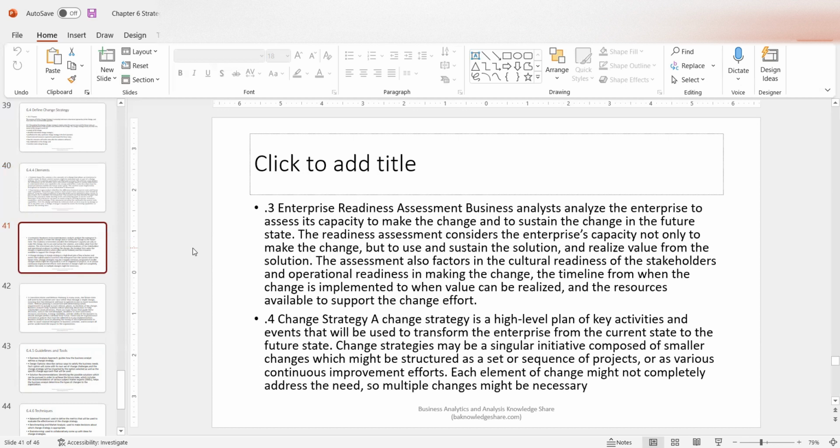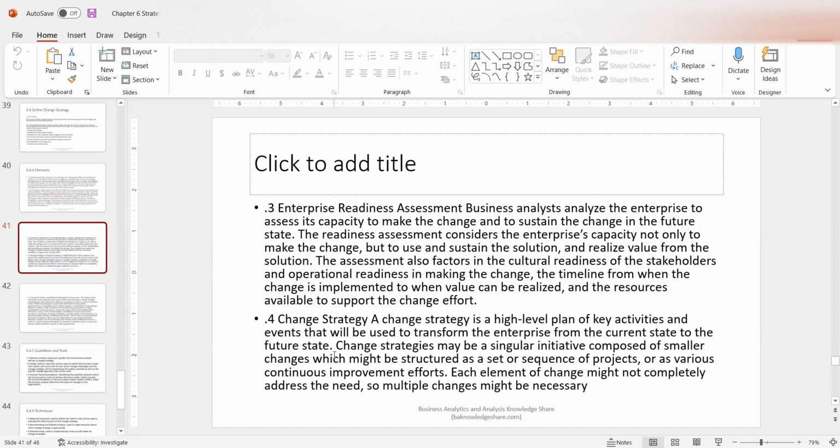The third element is enterprise readiness assessment. Business analysts analyze the enterprise to assess its capacity to make the change and to sustain the change in the future state. The readiness assessment considers the enterprise's capacity not only to make the change, but to use and sustain the solution and realize value from the solution. The assessment also factors in cultural readiness of the stakeholders and operational readiness in making the change, the timeline from when the change is implemented to when the value can be realized, and the resources available to support the change effort.